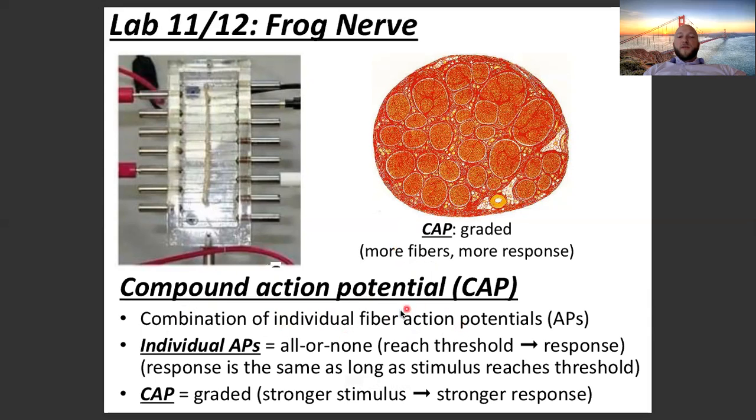So we just talked about the characteristics of an individual action potential. Right now is when you're combining multiple axons, the combination of individual fiber action potentials. Individual APs are all or nothing. They always have the same intensity. You either get them or you don't. Compound action potentials are considered graded.